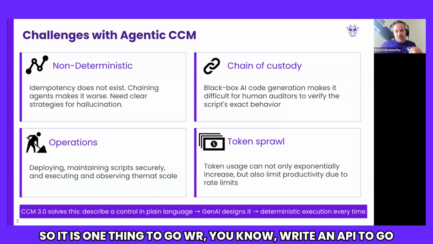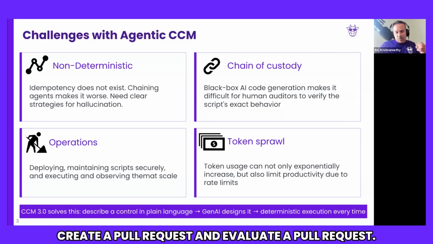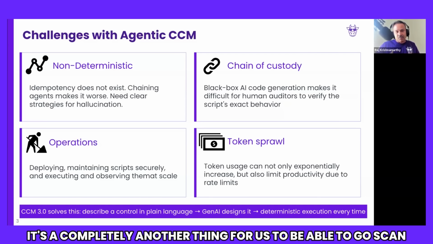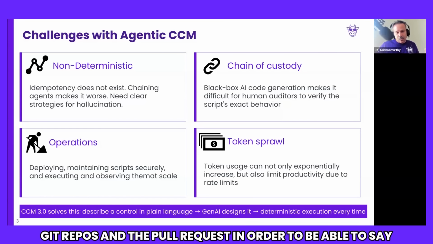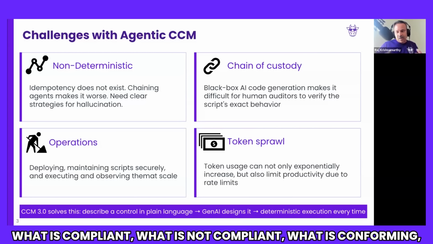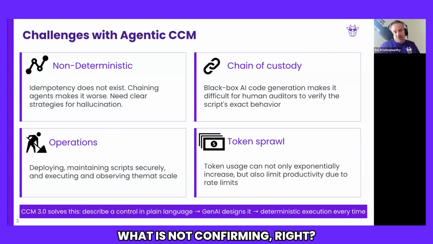deal with. So it is one thing to go write an API to create a pull request and evaluate a pull request. It's a completely other thing for us to be able to scan this across hundreds and thousands of Git repos and the pull requests, in order to be able to say what is compliant, what is not compliant, what is conforming, what is not conforming, right?